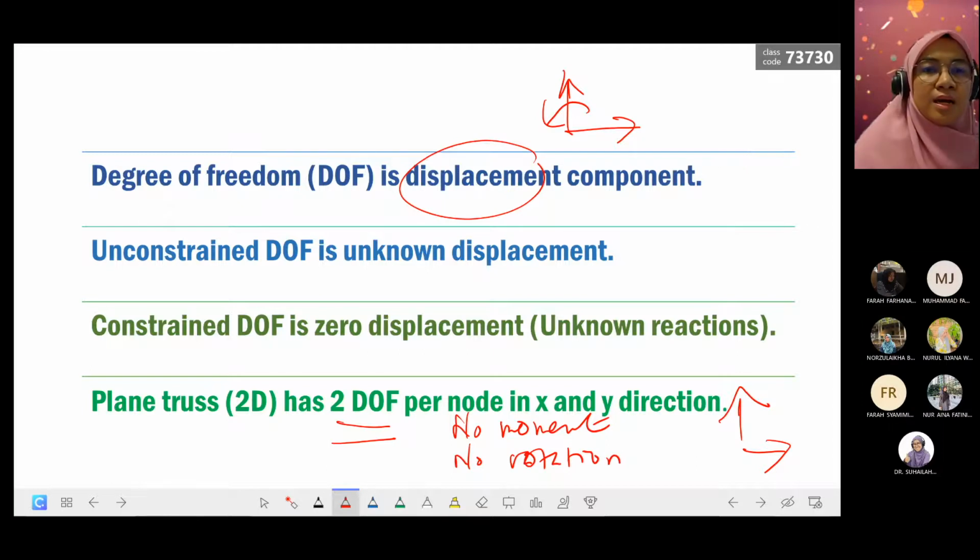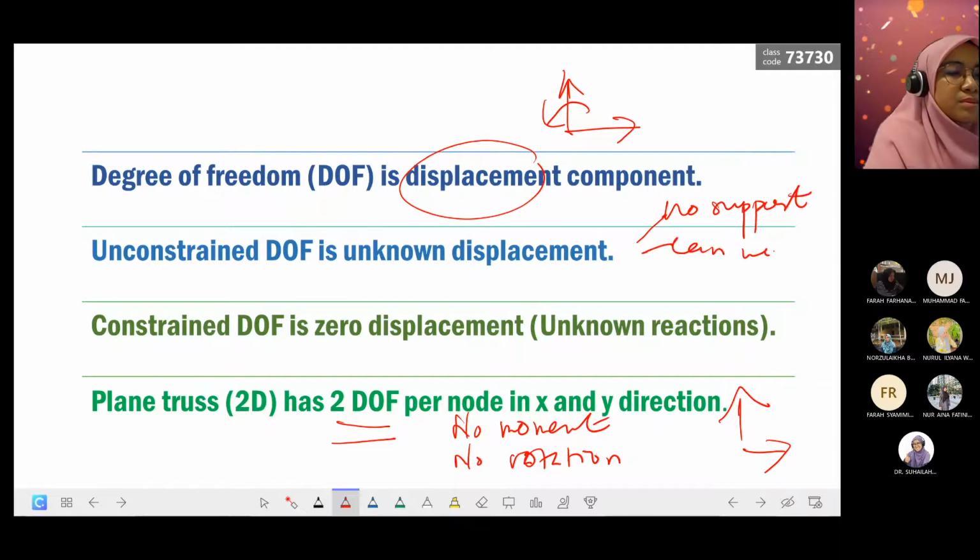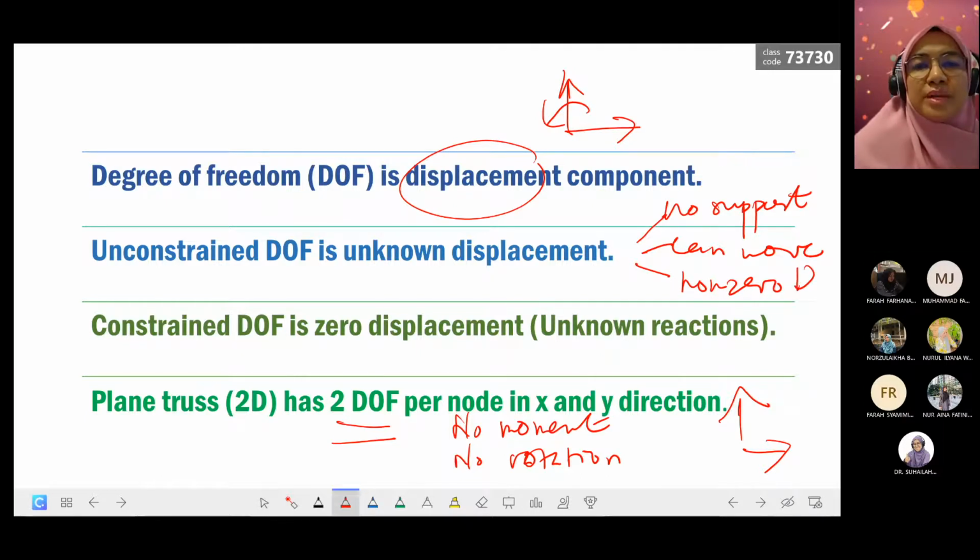Okay, and unconstrained means unknown displacement. Unconstrained means no support. Unconstrained means can move. Unconstrained means non-zero displacement. Non-zero displacement, the characteristic of unconstrained.